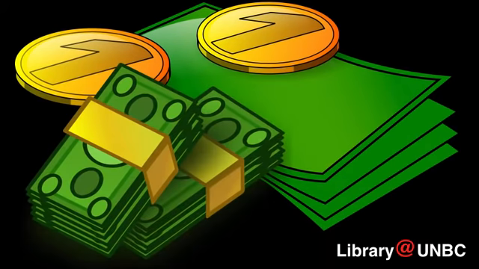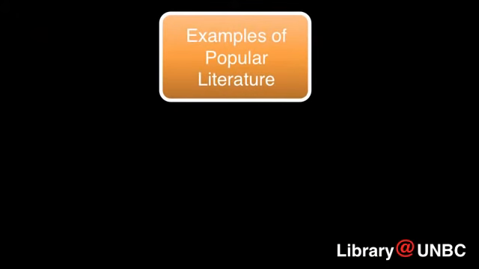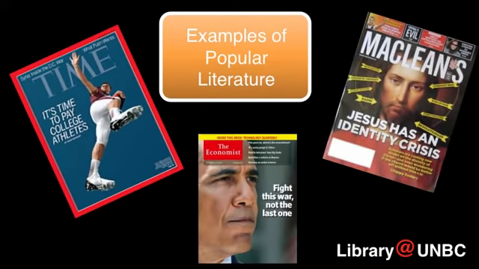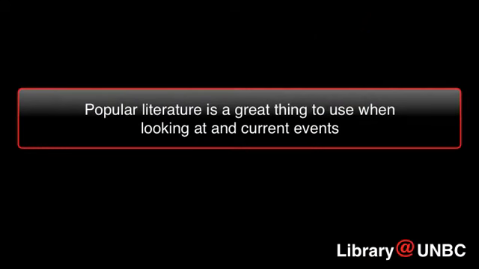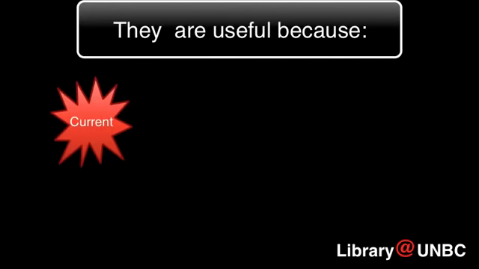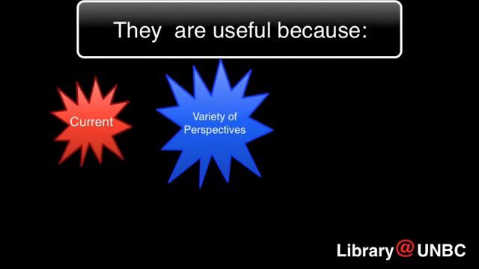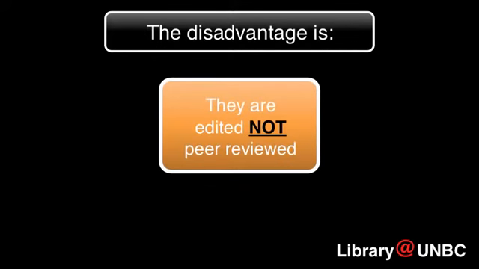Popular literature tends to be published for commercial purposes, and the scope of the articles tends to be very broad. Examples include Time, Maclean's, The Economist, and the Globe and Mail. These types of publications are appropriate in some instances for research purposes. Their uses and advantages include the fact that they're oftentimes very current, they can offer a wide range of perspectives, and their simplistic language appeals to a broad audience. But the biggest disadvantage is that they're usually not peer-reviewed or considered scholarly.